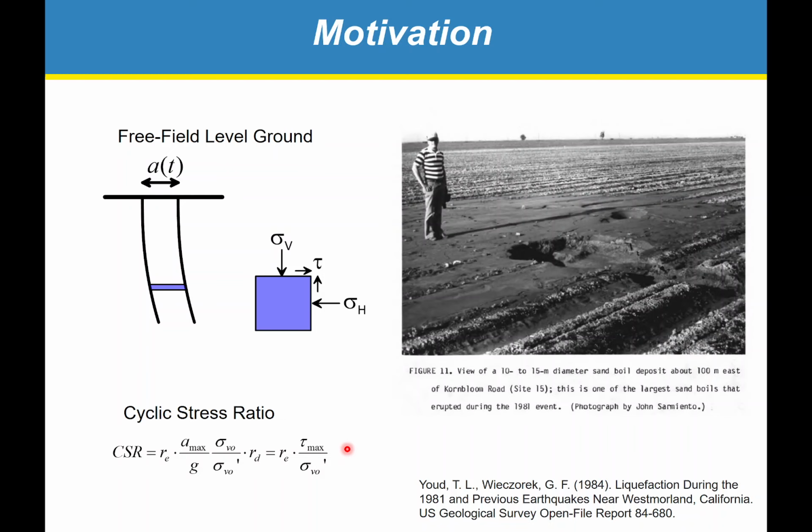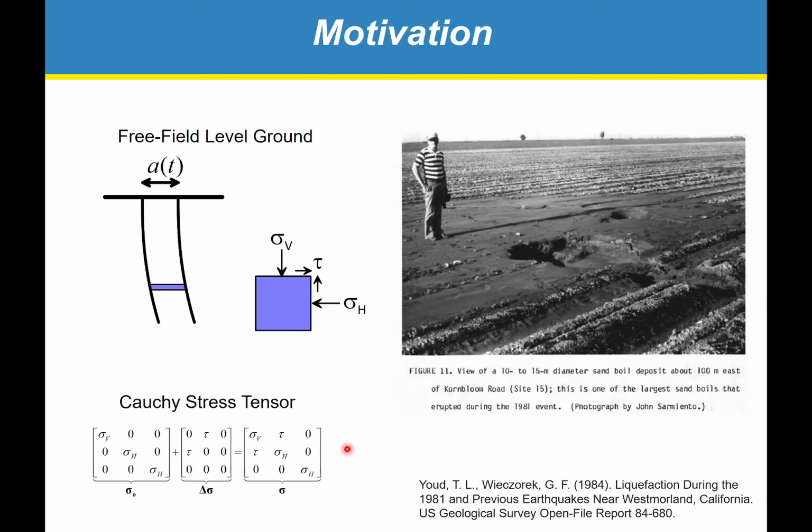We can think of this in terms of stress tensors. So we have an initial stress condition composed of a vertical stress acting on the ground surface. There's the vertical stress acting at some depth, and then the horizontal stress would be the same in both directions for free field level ground conditions. And then we add to it some change in stress during the earthquake. And vertically propagating shear waves only cause changes in the shear stress acting, for a one-dimensional wave, on one plane. So there's tau on this off diagonal, everything else is zero.